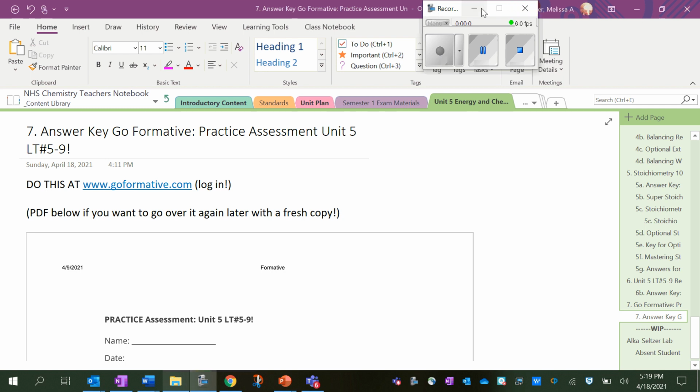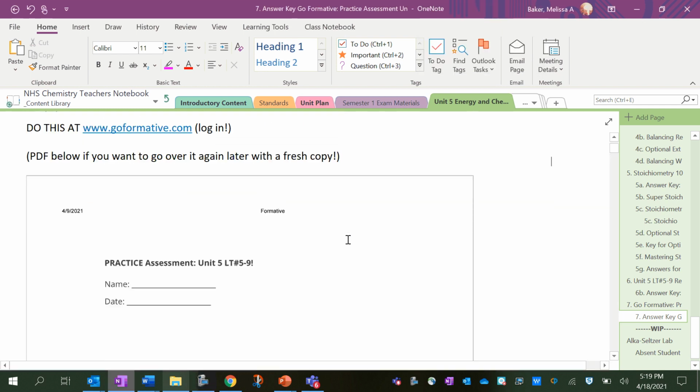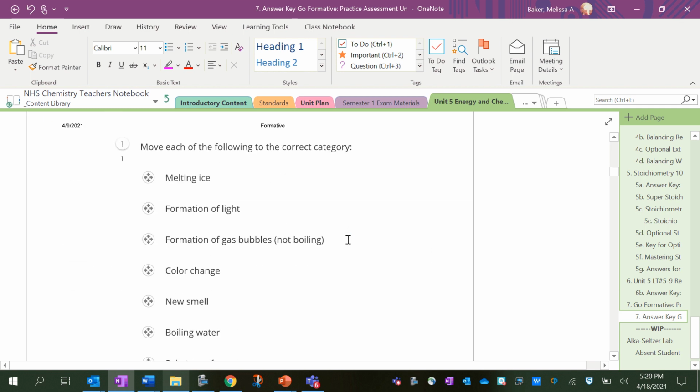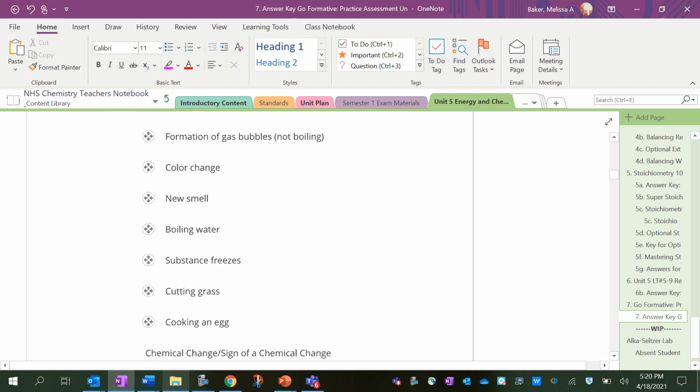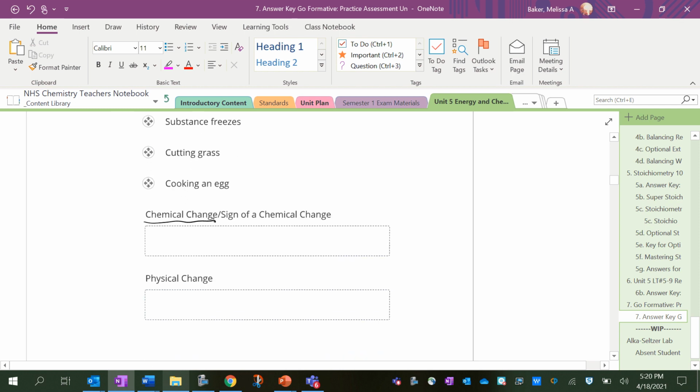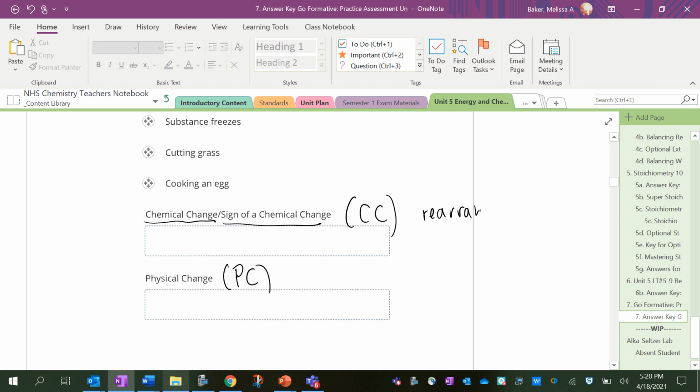All right, let's go over the practice test for the Unit 5 learning targets 5 through 9. It says move each of the following into the correct category. Our category choices are chemical change or sign of a chemical change, and I'm going to call that CC, or a physical change, PC. Let's just talk about what the difference is here. A chemical change is a rearrangement of atoms, the reactants, to form a new product.